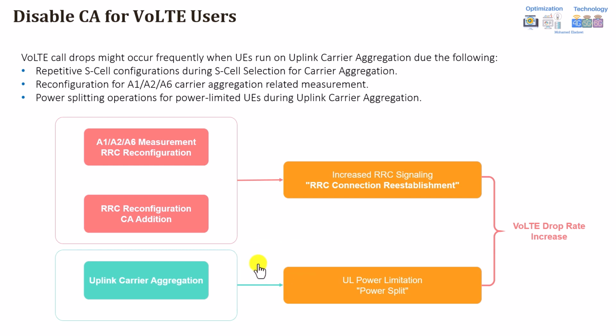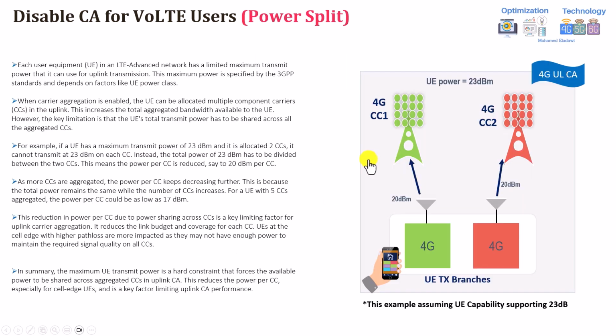Let's try to get a figure about this particular area where we have uplink, to visualize how the power will be split, as mentioned here. In general, this will be reflected mostly in the VoLTE call drop rate. As you can see in the figure on the right, this is the transmission from the UE side, and these are the UE TX branches. You have two TX branches. The maximum power is 23 dB, and the main idea is that you have one carrier for 4G and a secondary carrier. So the user now needs to split the power of the 23. He will send 20 here and 20 here.